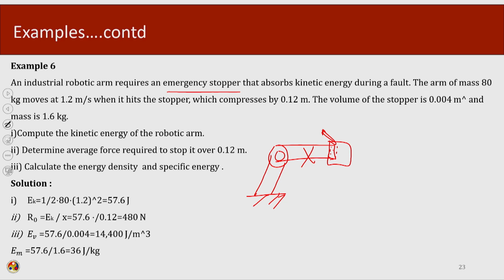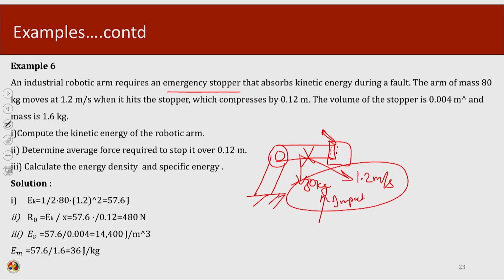The arm of the robot has a mass of around 80 kg and the movement velocity of this system is around 1.2 meter per second. So, this is the kinetic energy of the impactor. This is the signature of the impactor.